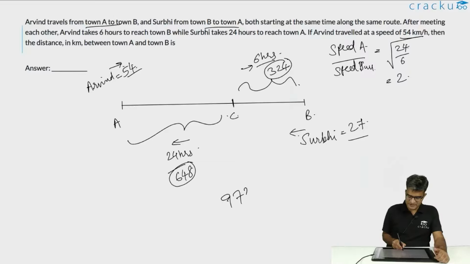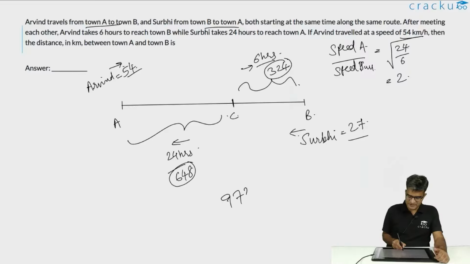We know that the time taken by Arvind to go from C to B is 6 hours. That is, SB into T divided by SA is 6. We know that the time taken by Surbhi to go from C to A is 24 hours. So SA into T divided by SB is 24. If you just divide one by the other, you are going to get that SA square divided by SB square is equal to 24 by 6, which is 4. Or the required ratio is the square root of this, which is 2.